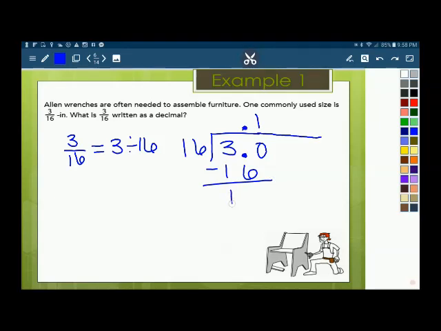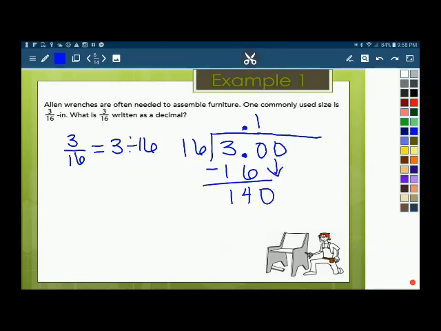Well, 30 minus 16 is 14. So you ask yourself, can 16 go into 14? Okay, nope. A whole number will not come out if you do 14 divided by 16. 14 is smaller than 16. So I'm going to grab another 0. I'm going to bring it down.